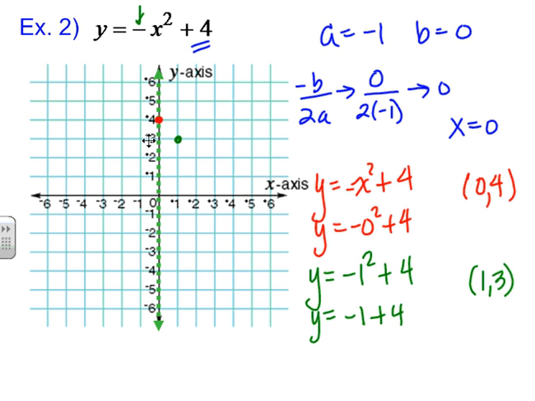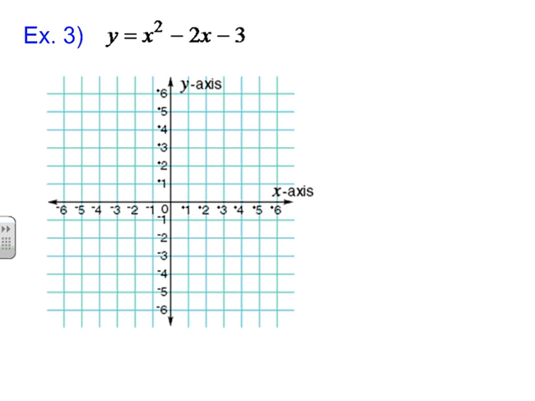So again, it's 1 away from the axis of symmetry, 1 away from the axis of symmetry, and we're going to draw our parabola going down. So it's really good to know your characteristics before you start, just in case you mess up a little bit with your integers. Okay, let's take a look at this one.